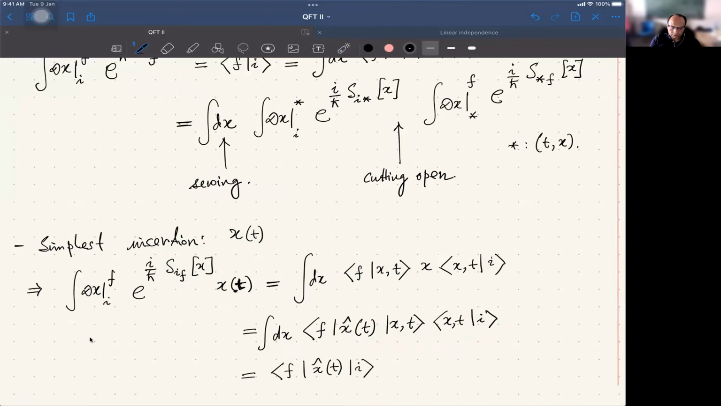If in the path integral you insert a classical function x(t), then what you are basically calculating is the matrix element of the x operator at t, the Heisenberg operator at t, between these initial and final states. Now, this is the simplest case, but things get a little more complicated when we take multiple operators. So let us try to ask that question.